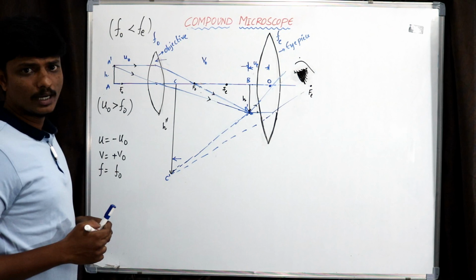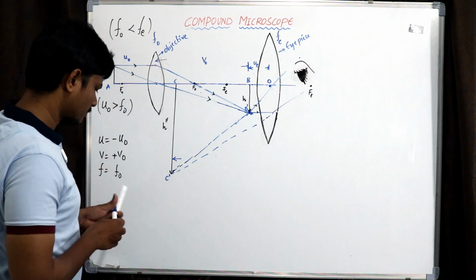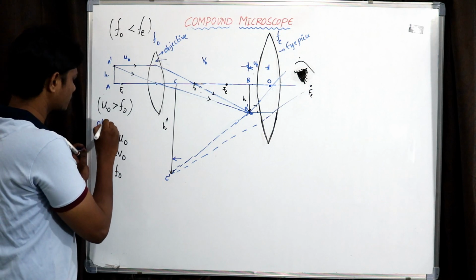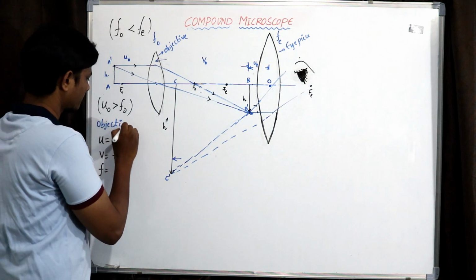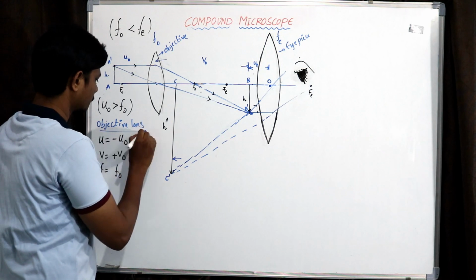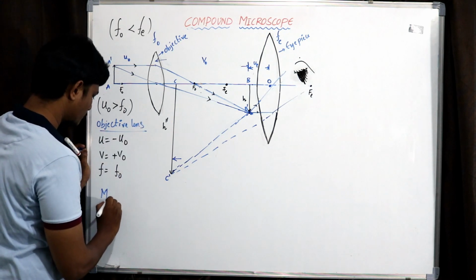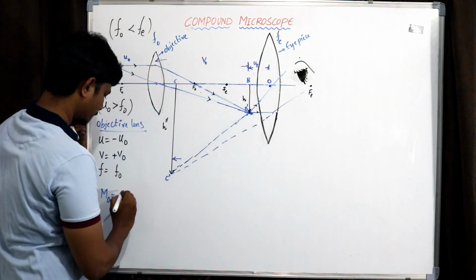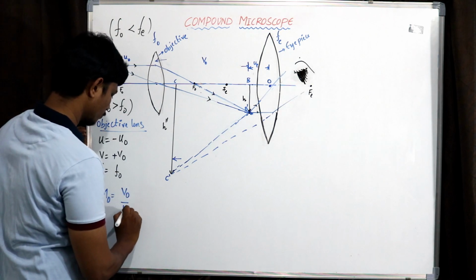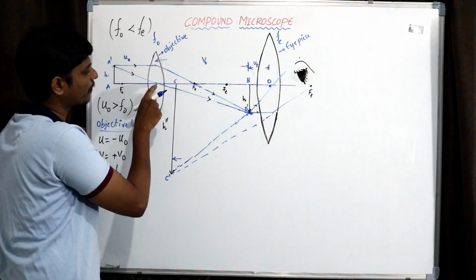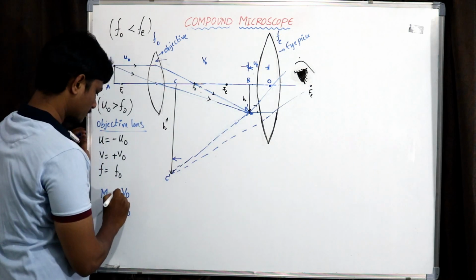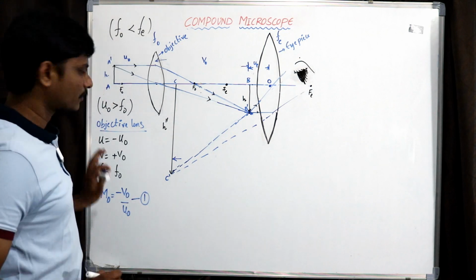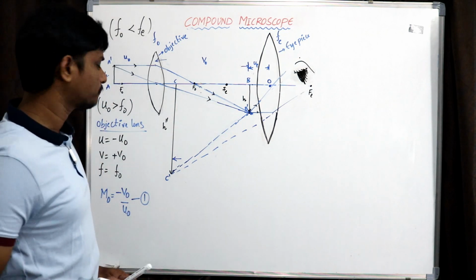And what about the magnification produced by the objective lens? Remember, I am talking about the objective lens. The magnification produced by the objective lens is image distance by object distance, v naught by u naught. As the image formed by the objective lens is real, it is a negative magnification. Keep this as equation 1. I hope till now it is clear to you.